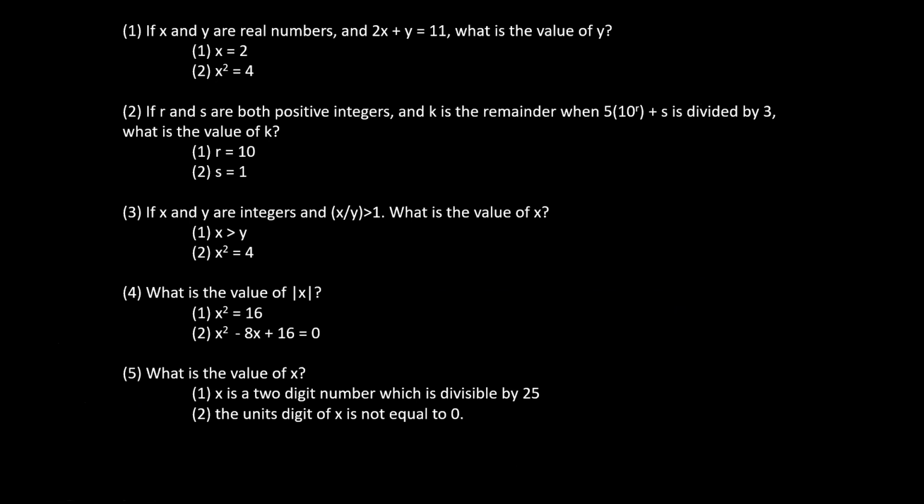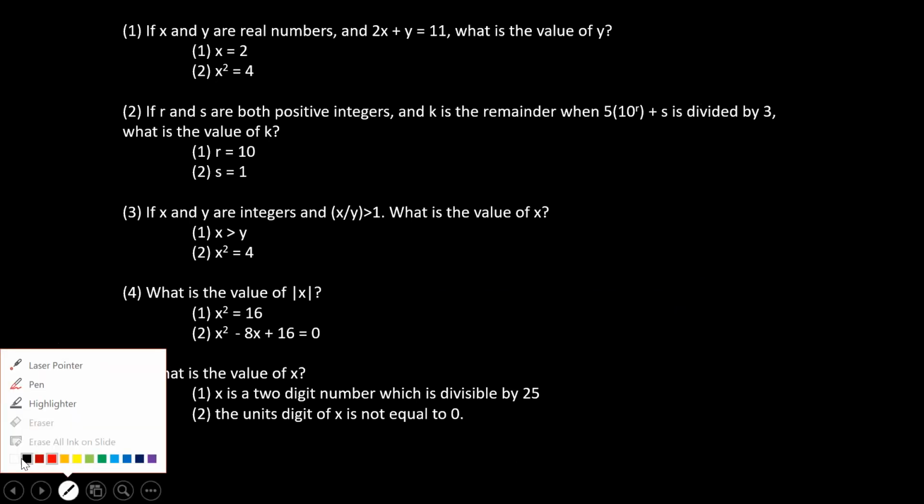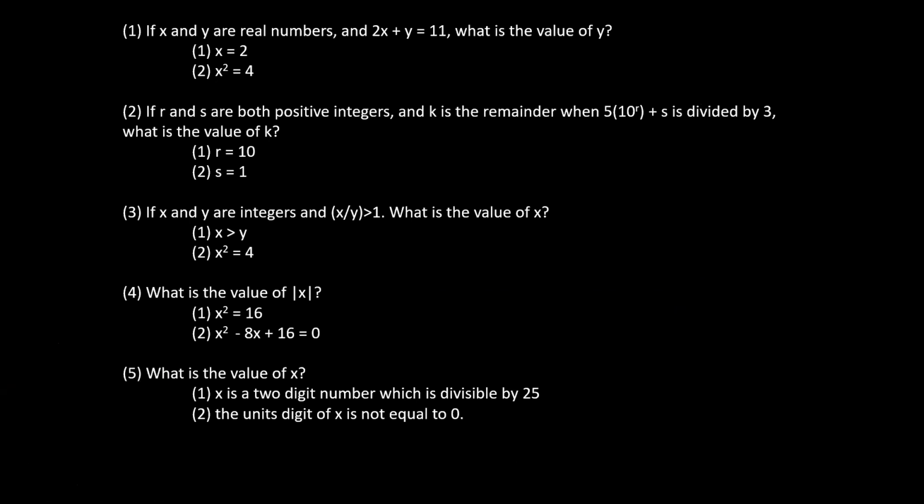Again, here the job is not to show you a concept or anything, just to make you understand how data sufficiency works, how you actually solve data sufficiency problems. It says, if x and y are real numbers and 2x plus y is 11, what is the value of y? So you have this universal statement. In my scratch paper, I am going to write down what is given to me in the universal statement. It says x and y are real numbers, and of course GMAT is always going to talk about real numbers, and it has given me that 2x plus y is equal to 11, and the question is asking me the value of y.